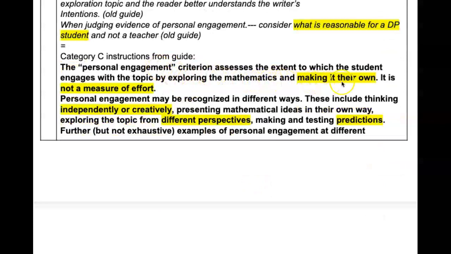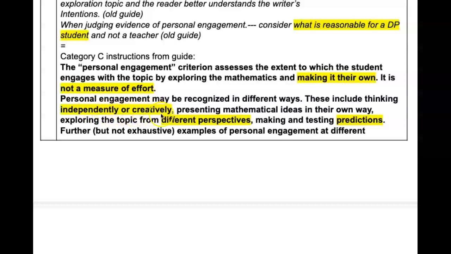So making it your own is a good phrase to be thinking about. It's like, why is your IA totally different than everybody else's IA in some way? Why is it that your IA is going to be the only one that's like that among the 150,000 math IAs? If the answer is it's not different, then I think you've answered your own question that you're not going to get the maximum grade in personal engagement.